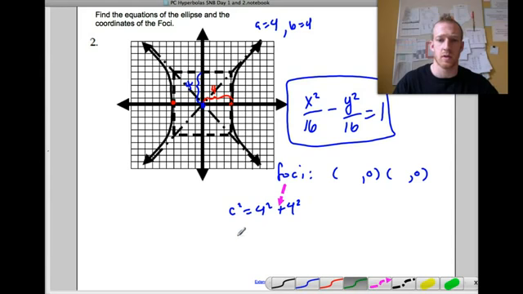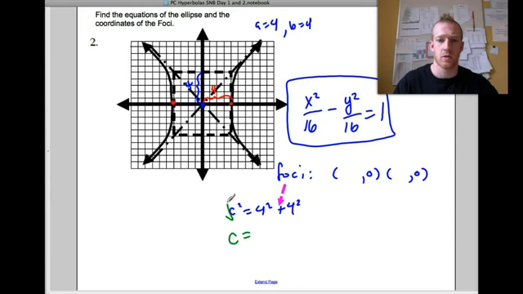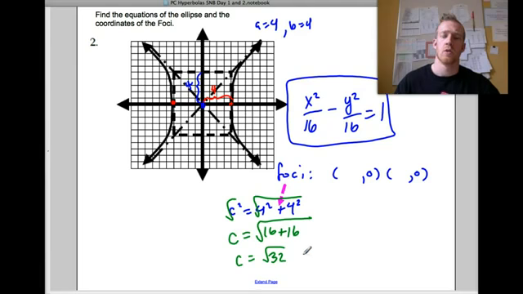So this gives us c equals the square root of 16 plus 16. So c equals root 32, or 4 root 2 if you want to write it that way. So we have root 32 and negative root 32 as our foci. So that's our whole problem. 2, 2.5 minutes for that problem.